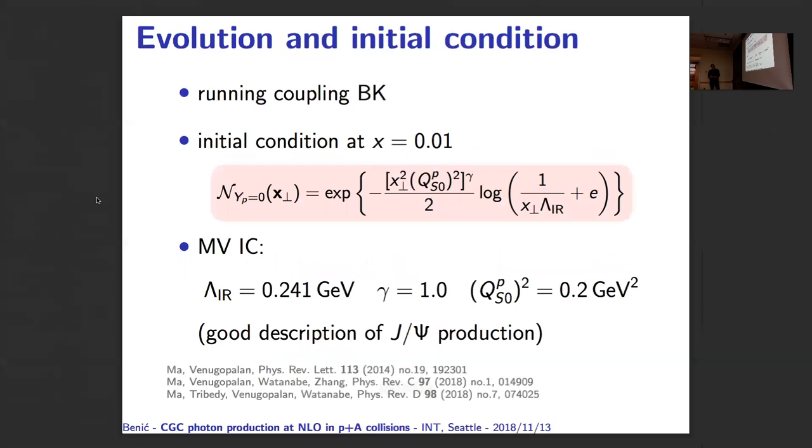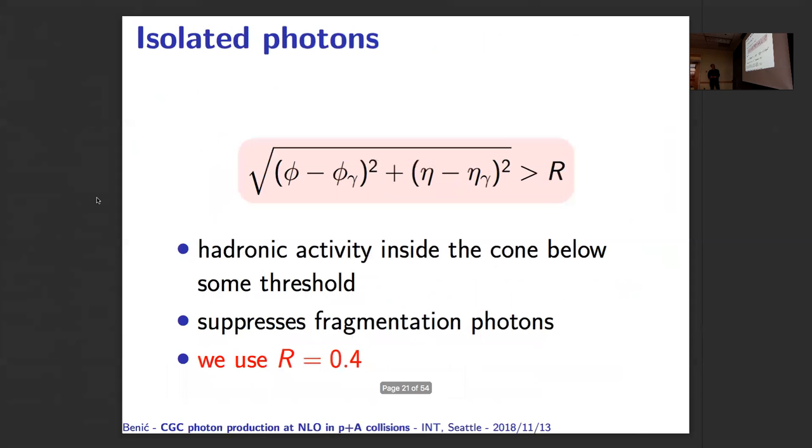Anyway, so the dipoles are evolved according to the running coupling BK equation, and we use the MV model for the initial condition. The parameters give a good description of J/psi production, but of course you can use other dipole models, and we intend to try that at some point as well.